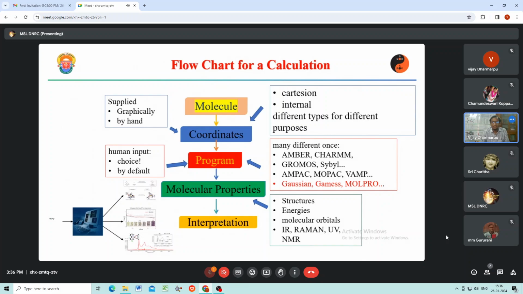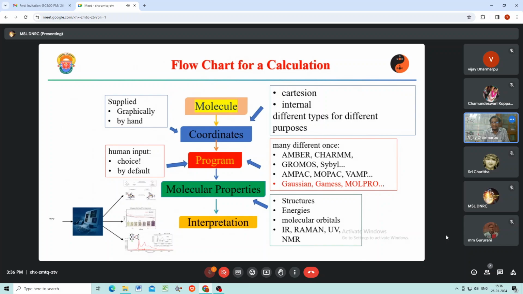Why is that program needed? To study the molecular properties. Molecular properties means structure, energy, orbitals, or molecular orbital interactions. After that study, we get some spectra. The spectra have some regions, right?